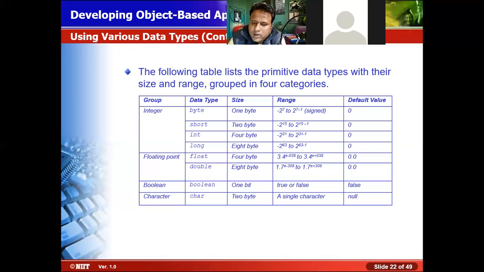For floating point it is 0.0. For boolean, it contains true and false value. Size is 1 bit. For character, the char data type we are using. Default value is null. For integer, byte, short, int, long, default value is 0. For floating point it is 0.0. For boolean it is false. For character it is null. So these are the different data types we are using: integer, floating point, boolean, and character.